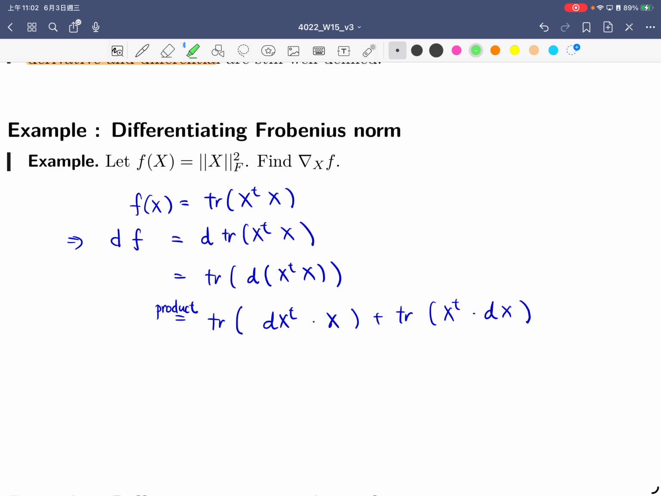And my goal is to put all the dx at the end. The second term, the dx is already at the end. So the only thing I need to fix is the first term. Then I use the other property that I know about trace, the fact that the trace of a matrix equals the trace of the transpose of the same matrix. So once you take transpose, then you will get x transpose and dx.